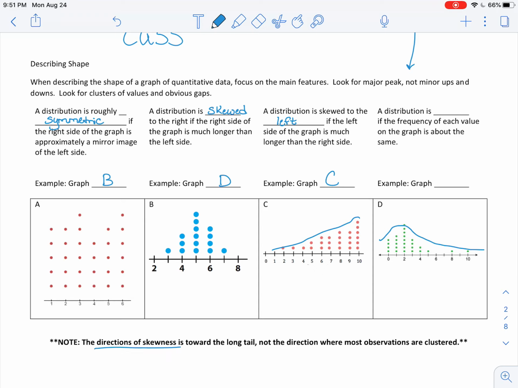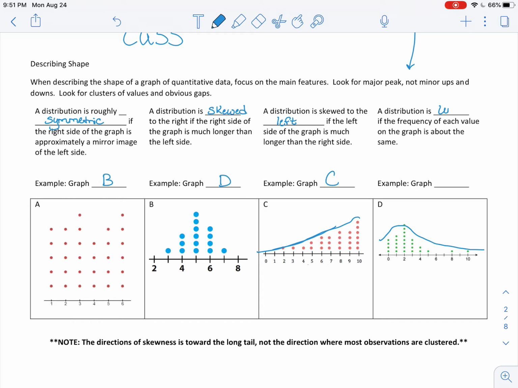So please note, it's the direction of the tail, not where most of your observations are clustered. I'm not saying this is skewed right because you got a lot of right values. It's skewed left because, yes, you got a lot of right values, but it slowly spreads out to the left.